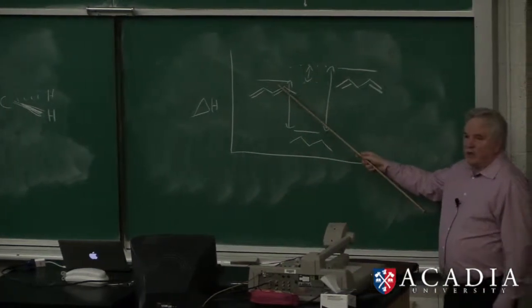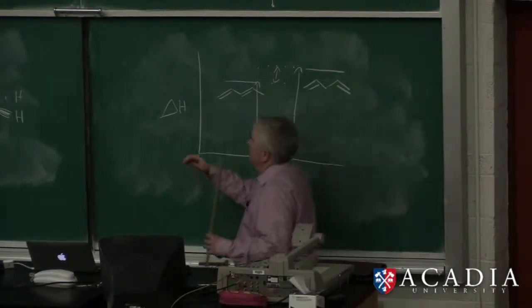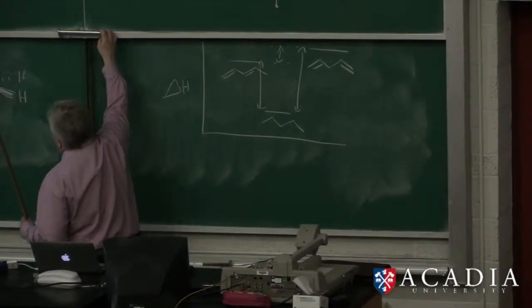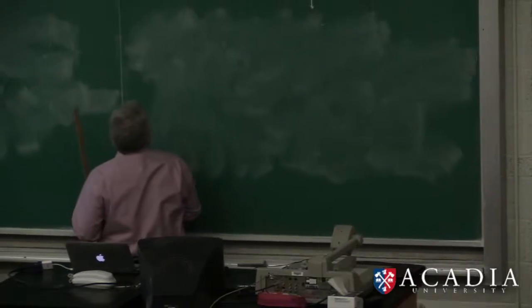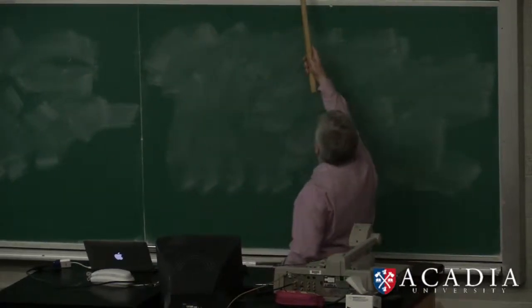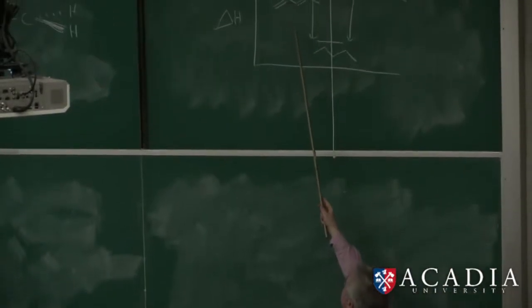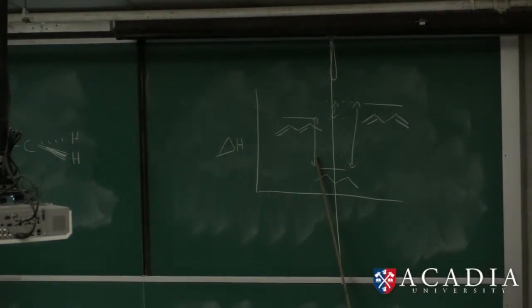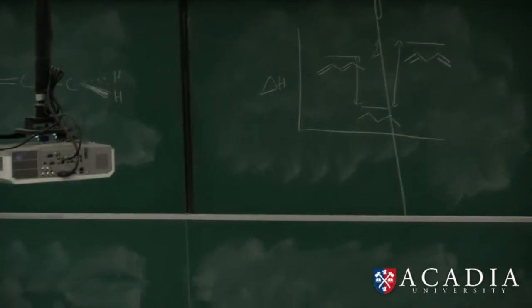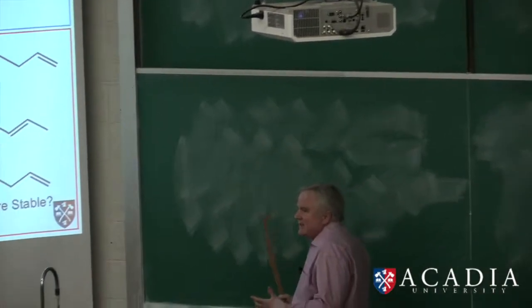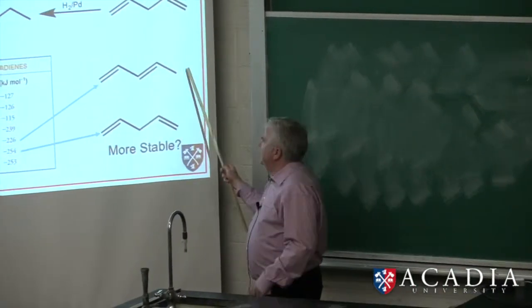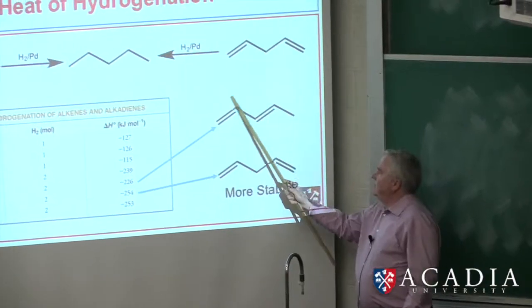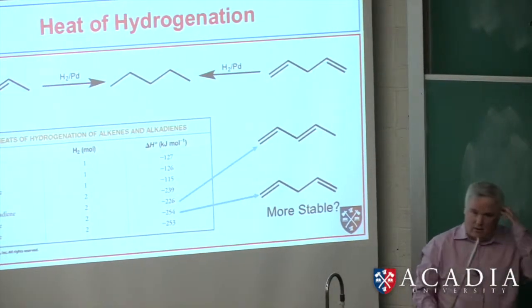this one is lower in energy. On this side, our conjugated system must be in lower energy because it gives off less heat for the reaction. This one over here gives off more heat, so it must be higher in energy. And if we want to think about this in terms of stability of the systems, what we're saying is that this must be more stable than this, okay?